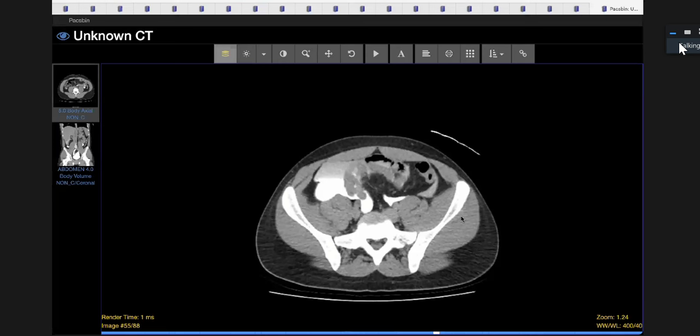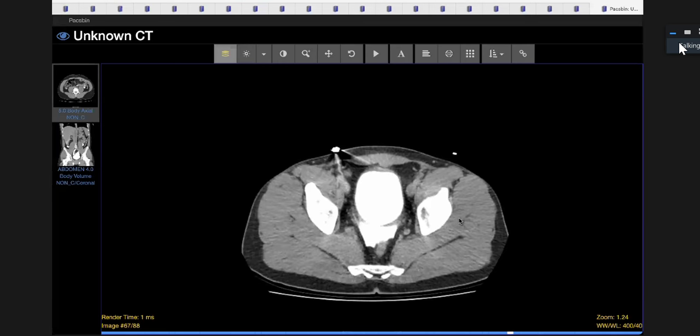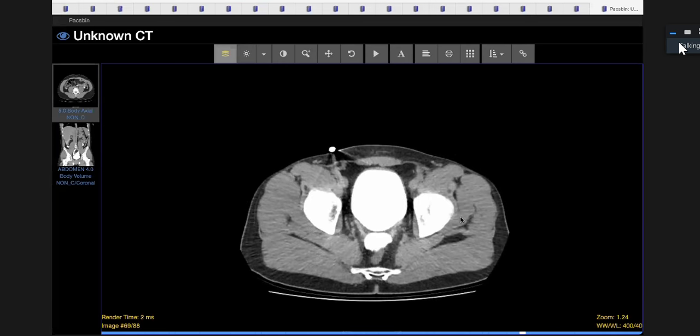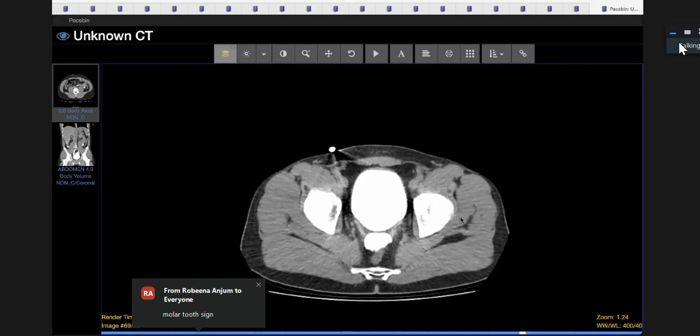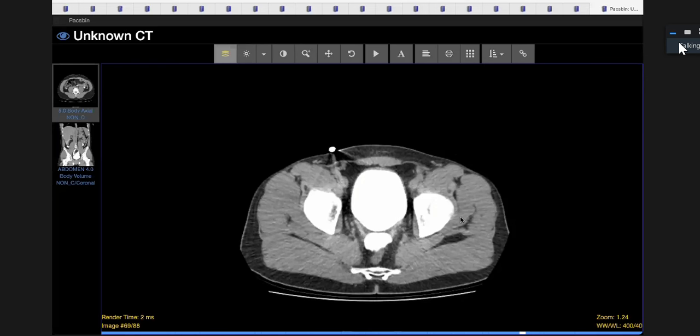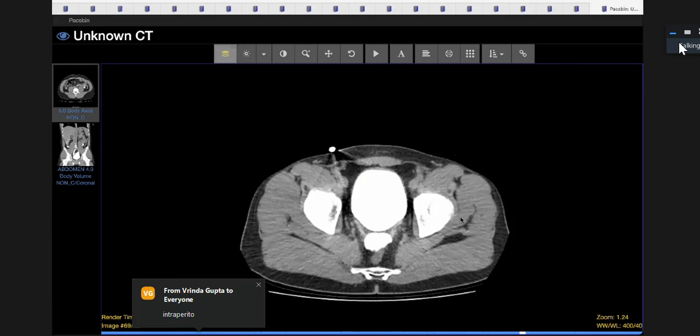Extraperitoneal. And tell me about that. So extraperitoneal rupture is outside the peritoneum, as the name suggests, and it has a molar tooth appearance of the contrast around the bladder. And what kind of traumas are associated with that kind of bladder rupture? Pelvic trauma. So usually you get the pelvic fractures, don't you? And it's usually like a road traffic accident where there's a dashboard injury.